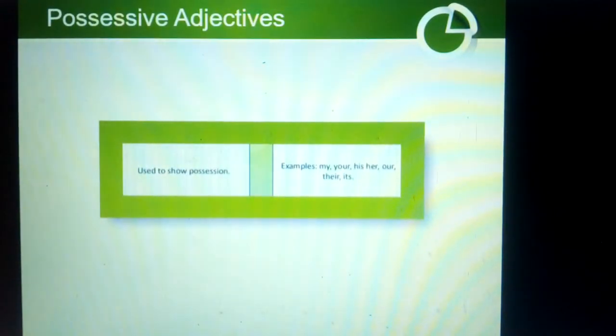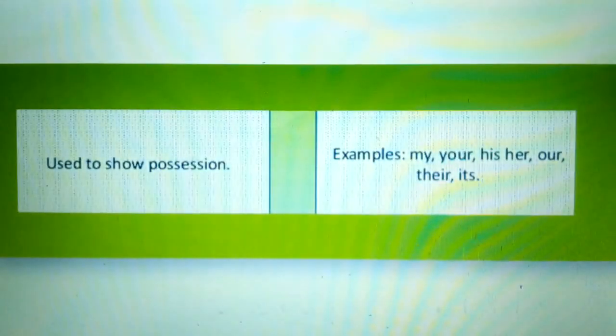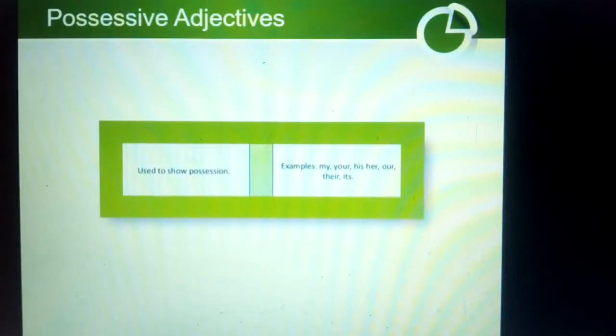Next type is possessive adjectives. They are used to show possession. For example, my, your, his, her, our, their, its. These are the examples. If I say our school, so in this example, school is a noun and our is an adjective. And it is showing the possession, that's why it is known as possessive adjective.